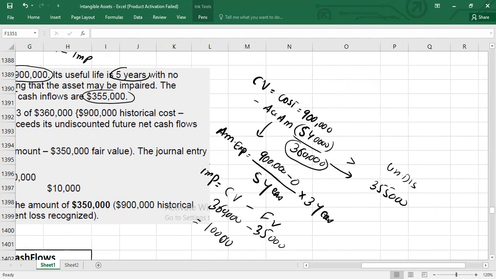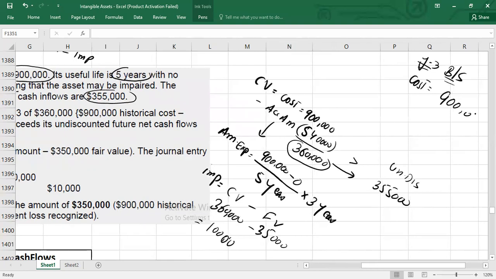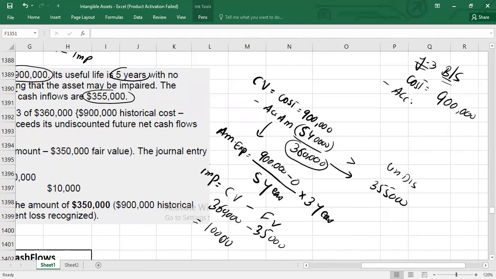Now with this 10,000 you will pass the entry: debit impairment loss, credit intangible assets. Now in your balance sheet in year 3, how will you record your asset, guys? Simply you take the cost of the asset, 900,000, minus accumulated amortization, which is 540,000 for 3 years, we just calculated this value, minus impairment loss.